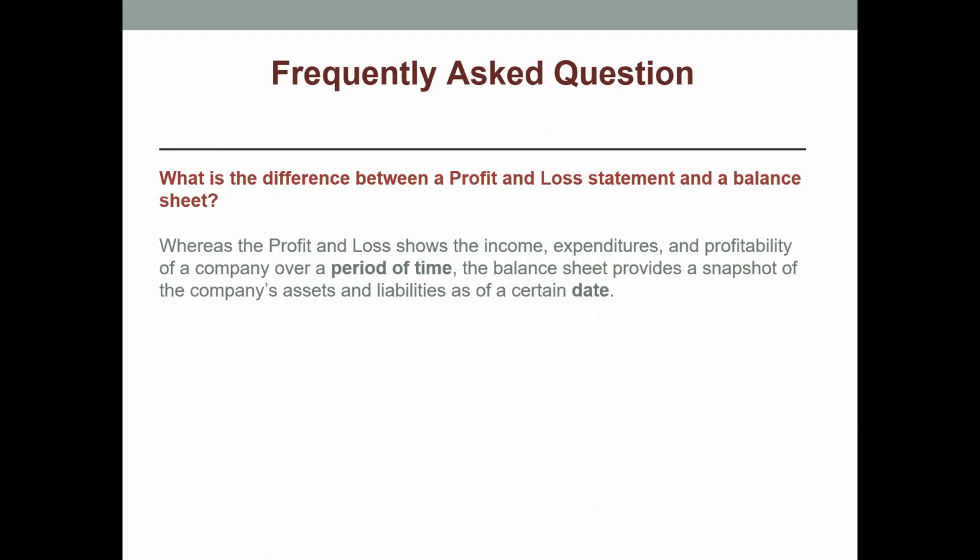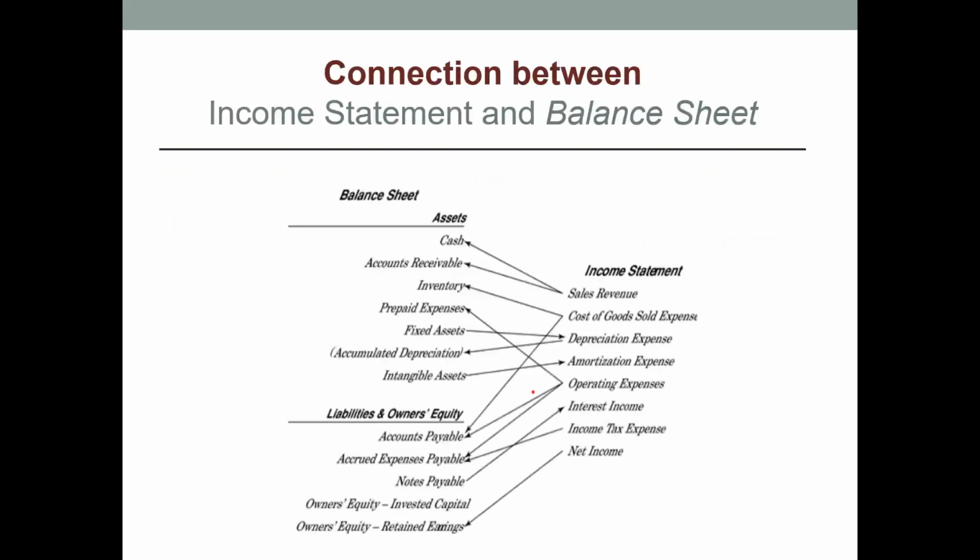What is the difference between a profit and loss statement and a balance sheet? Whereas the profit and loss statement shows the income, expenditures, and profitability of a company over a period of time, the balance sheet provides a snapshot of the company's assets and liabilities as of a certain date. Here is a visual of the connection between the profit and loss statement and balance sheet.